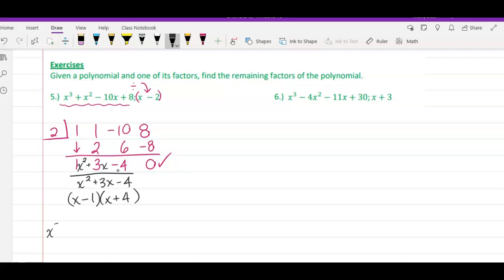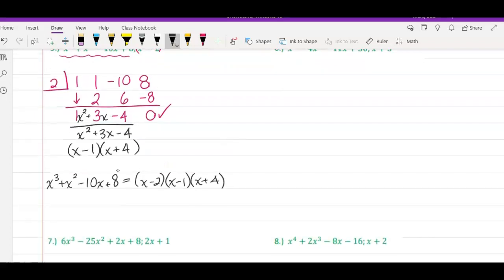I can now say that x cubed plus x squared minus 10x plus 8 equals this factor times this factor times this factor. Why is that helpful? Because now, if I set this original polynomial equal to 0, I can set this product of factors equal to 0 and solve each piece. X minus 2 equals 0, or x minus 1 equals 0, or x plus 4 equals 0.